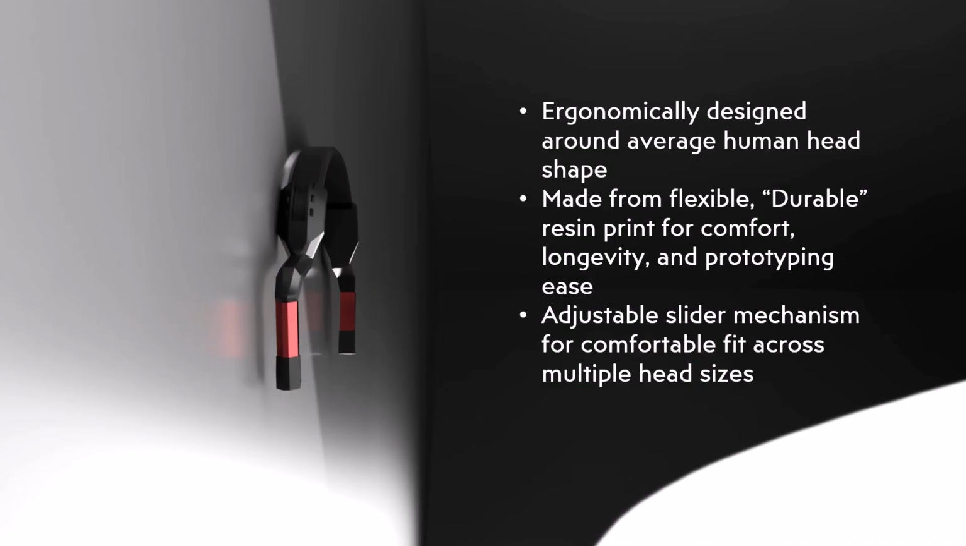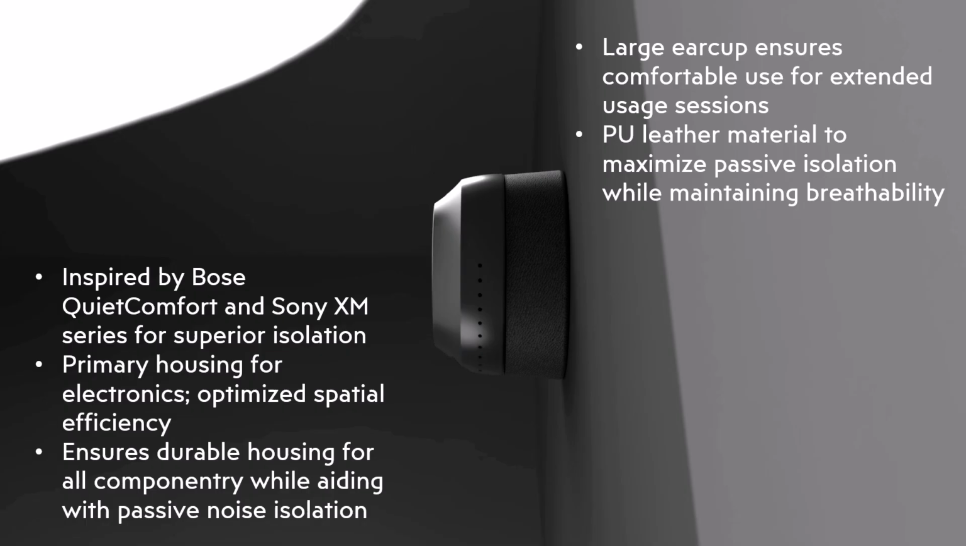So we can start with the headband. Our headphone headband is engineered around an average human head shape to maximize ergonomic comfort and durability. It's made from a flexible, durable resin, provides long-lasting comfort and resistance to wear. An adjustable mechanism ensures precise fitting across diverse head sizes, enhancing user experience over prolonged usage periods. As you can see, we have a graphic of our headband shown in this slide.